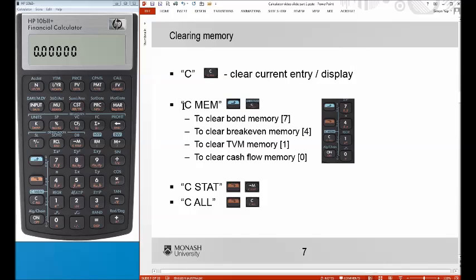Next, we have CMem. This is to clear the memory of the calculator functions. CMem with number 7 clears the bond memory, as it says here. To get that, you need the shift up key plus the C button to get to CMem. And with number 7, once cleared, the message of bond cleared will flash up on screen.